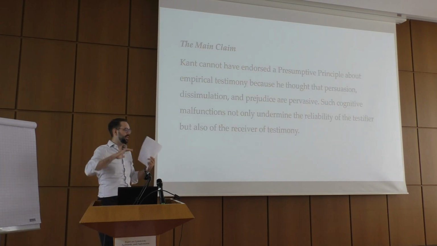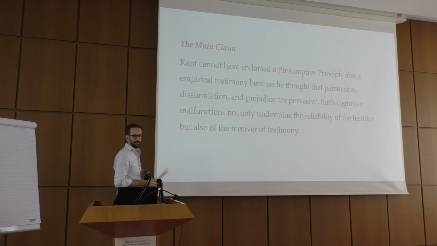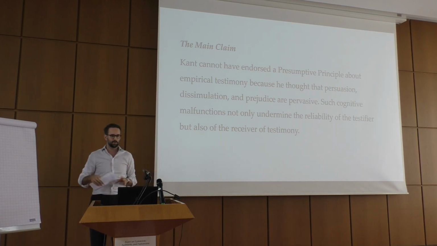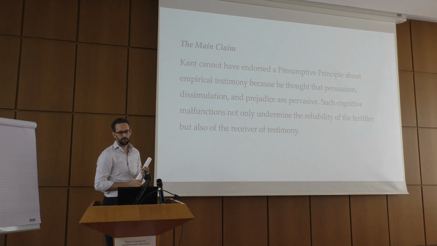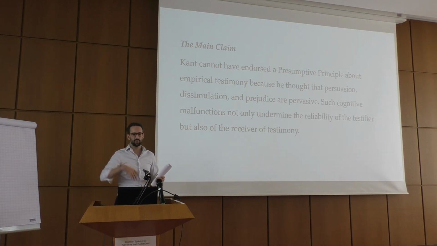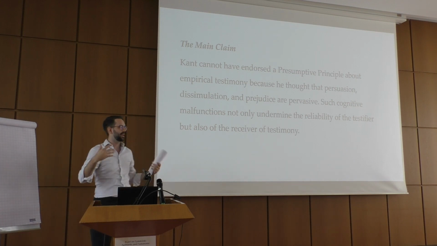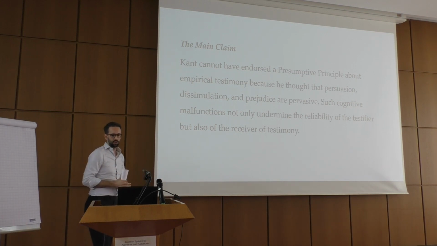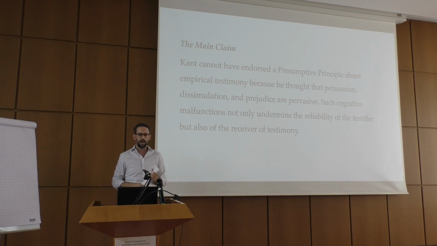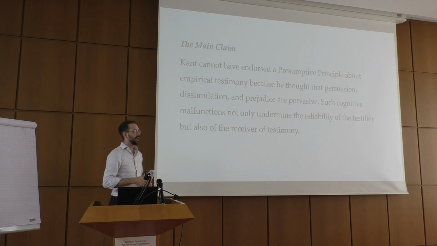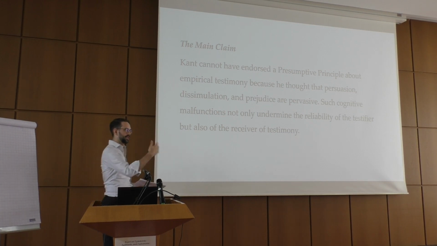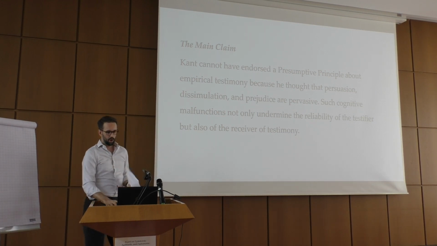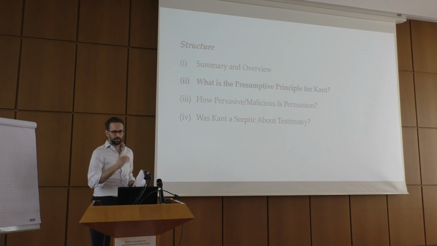So here's what I take to be the main claim, just as a gloss. The idea is Kant cannot have endorsed the presumptive principle, or better, there is some pressure on Kant endorsing the presumptive principle about empirical testimony, because he thought that persuasion, dissimulation, and prejudice are pervasive. They prevail, and so such cognitive malfunctions not only undermine the reliability of the testifier, but also of the receiver of the testimony. That then puts the pressure on the presumptive principle, and you articulated this really well in these 4 challenges.